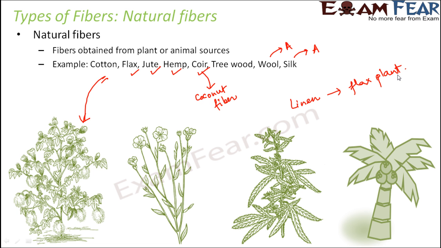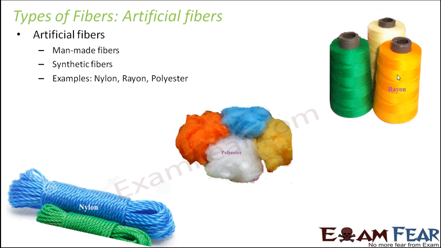So these are all examples of natural fibers. Now, artificial fibers are man-made fibers. These are also called synthetic fibers. They do not exist in nature, but we make them. Some examples of artificial fibers are nylon, rayon, polyester. Polyester is very commonly used to make curtains, dresses, bed sheets, a lot of things.